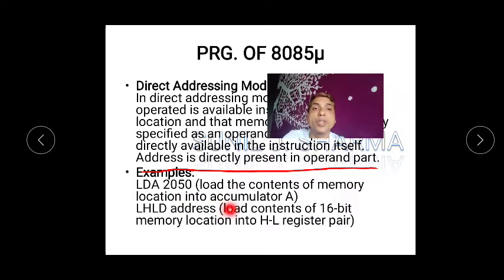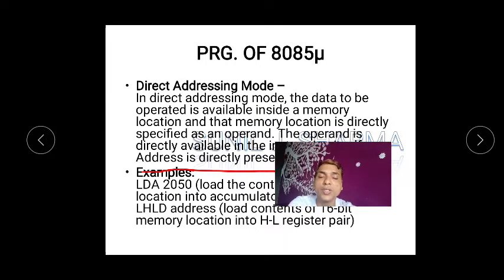In the same way, we also have LHLD address. Now, how many bits is the address? 16 bit. So the address is mentioned here. Load the contents of the 16 bit memory location into the register H and L pair. As I was telling you, in this case you just have to remember what is there in the operand part. If an address is there in the operand part, that means it is in the direct addressing mode. So I hope you got this.